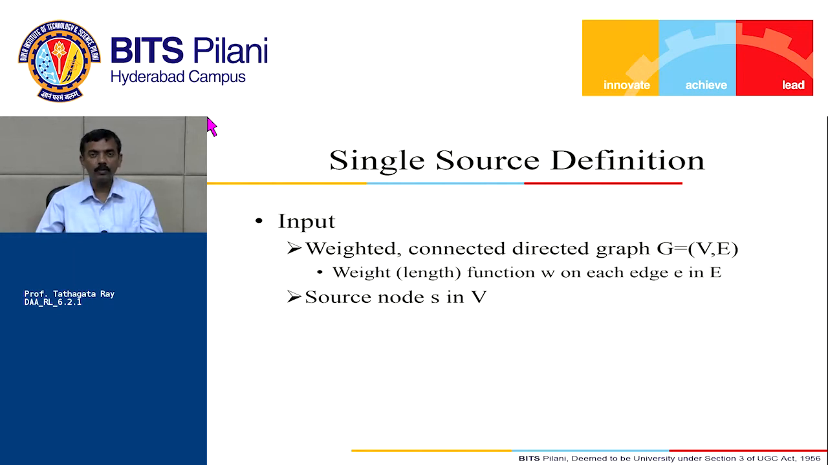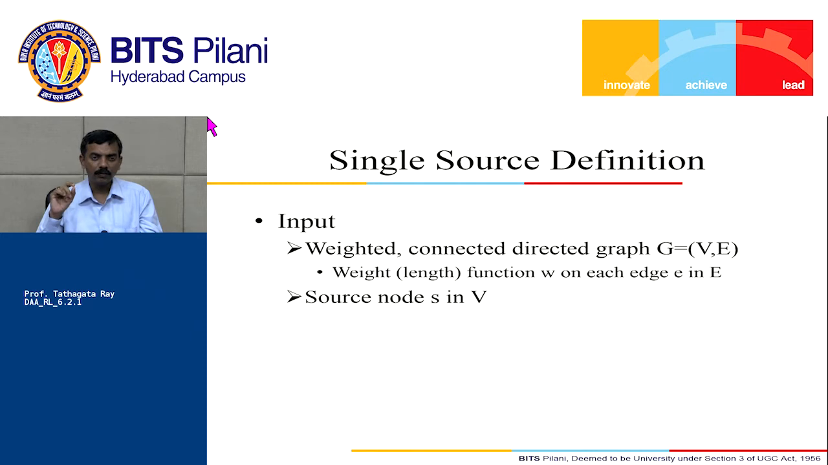We will define two problems. One is the single source shortest path problem, and the other one is the all pairs shortest path problem. So what is the input? The input is a weighted connected directed graph G = (V, E), where V is the vertex set, E is the edge set, and the weights are given by a function W on each edge e in E. So corresponding to every edge in the graph, we have a weight. Note that this is a directed graph.